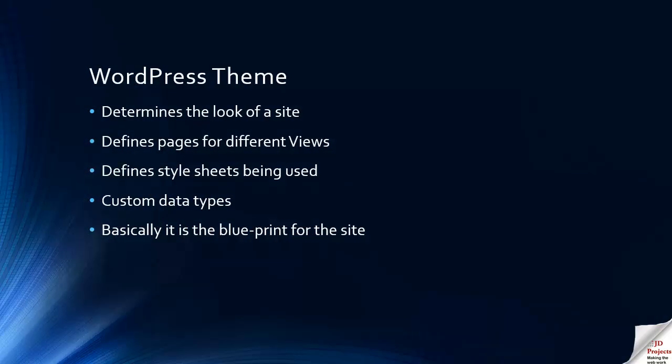So just to recap, a WordPress theme is the definition of the look of a site. Different themes show different looks, and this defines the look, the colors, the different pages and how they're laid out. Style sheets will tell you colors, font sizes, etc. Themes can also have custom data types, custom code, and extra features. But basically, it's the blueprint for the site with that theme.